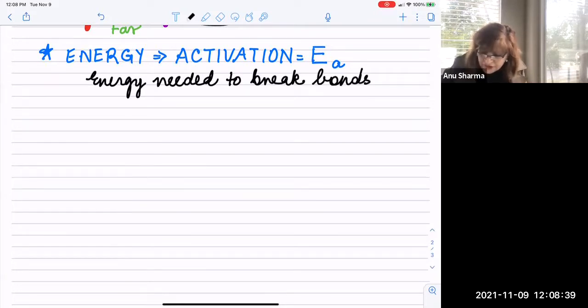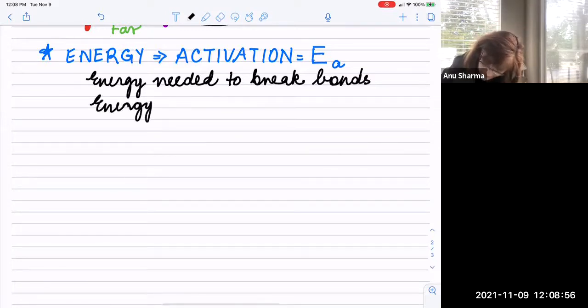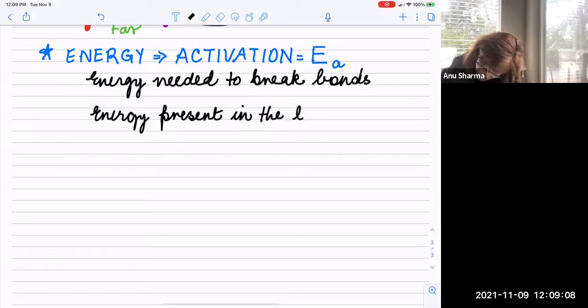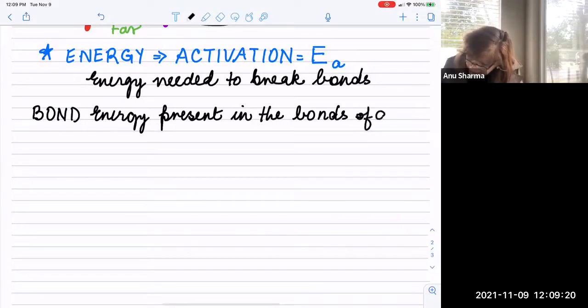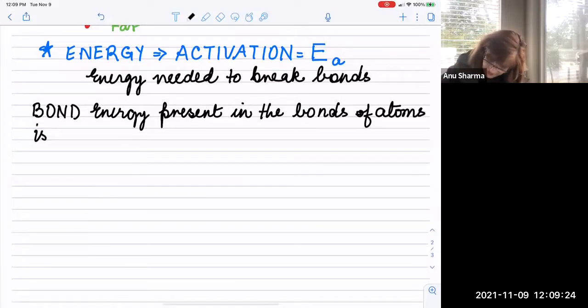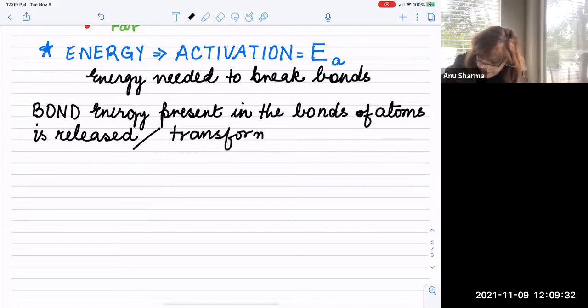And then what happens when that energy is released? Basically, it's the bond energy. The energy present in the bonds is released. So let's put it here: energy, called bond energy, present inside the bonds of atoms, is released and then transformed to new bonds.